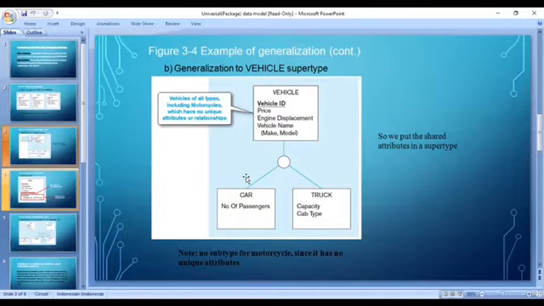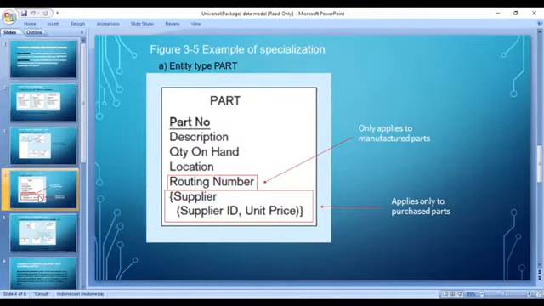Next is the example of specialization. Figure 3.5 shows an entity type named part, together with several of its attributes. The identifier is part number, and other attributes are description, quantity on hand, location, routing number, and supplier. We discovered that there are two possible sources for parts. Some are manufactured internally, and others are purchased from outside suppliers. Further, we discovered that some parts are obtained from both sources.